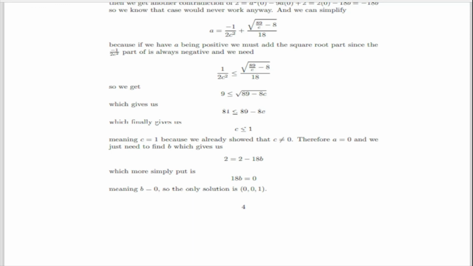I hope that makes sense to you guys. Meaning c equals 1 because we already showed that c does not equal 0. Therefore, a equals 0 based on plugging it back into the formula. And we end up needing to find b, which gives us 2 equals 2 minus 18b, which more simply put is 18b equals 0, meaning b equals 0. So the only solution is 0, 0, 1.